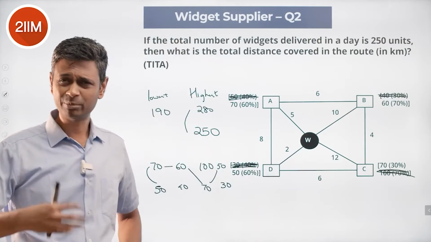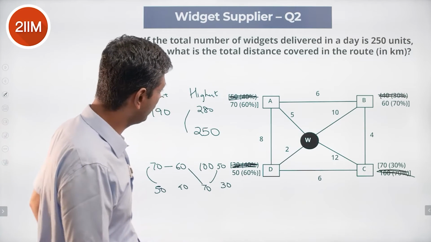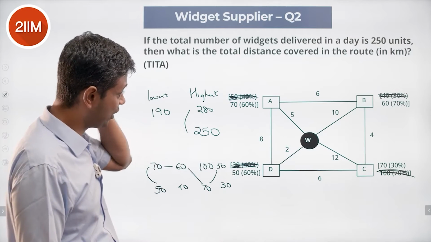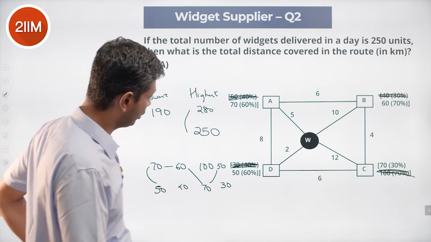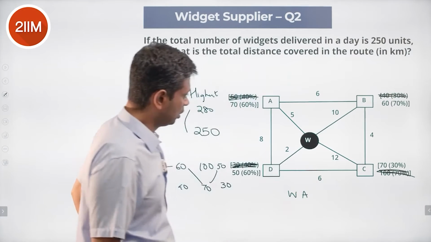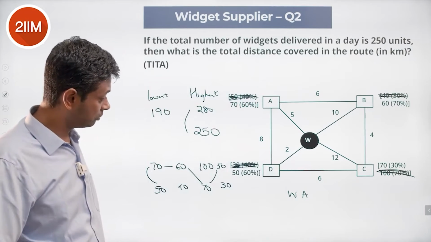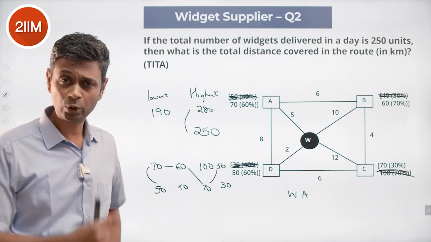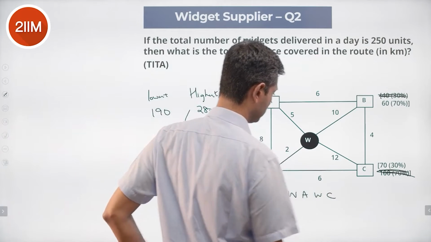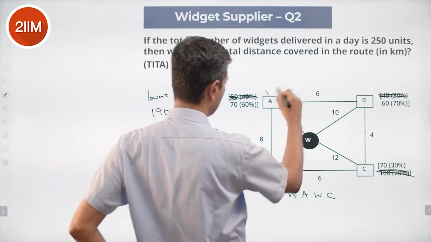So now my method becomes simpler. Where do I go? I go from W to A or C. Therefore, I go to A because A is closer. W to A is 5 kilometers. From A, I then go to C. I cannot do AC. I have to do AWC. From W, A, C. So I've delivered to A, I've delivered to C.